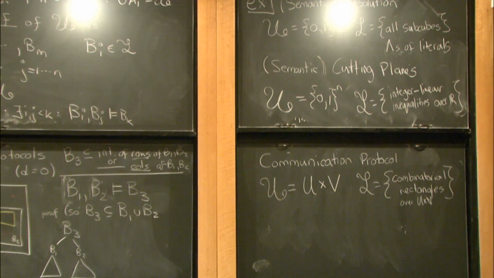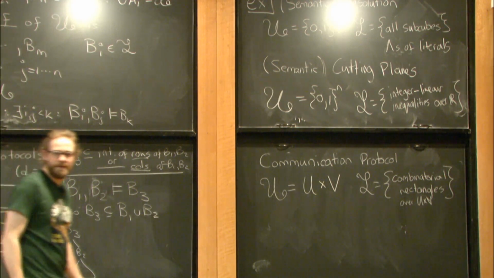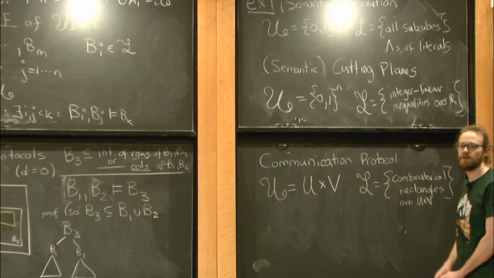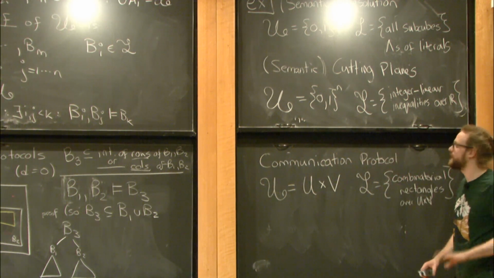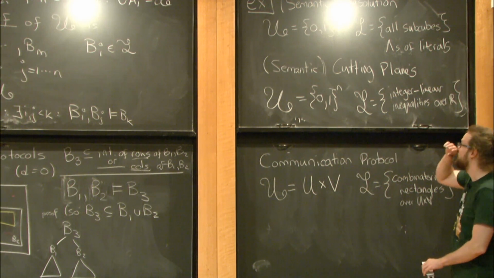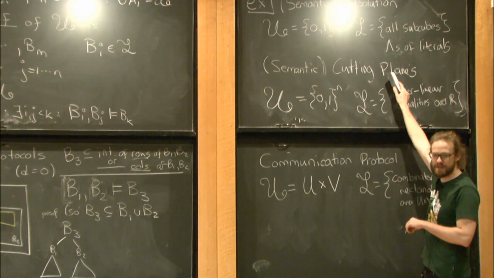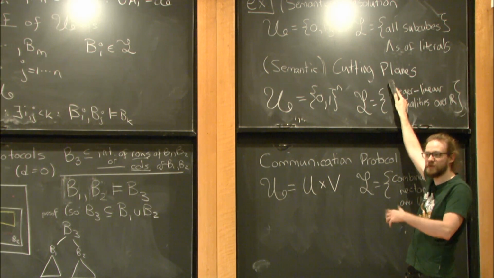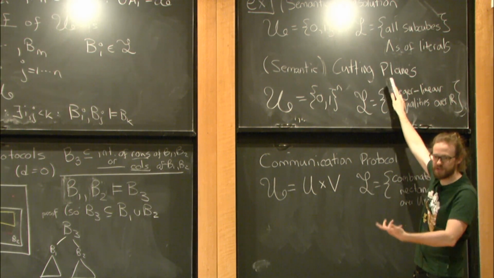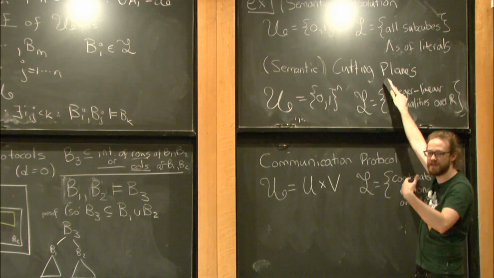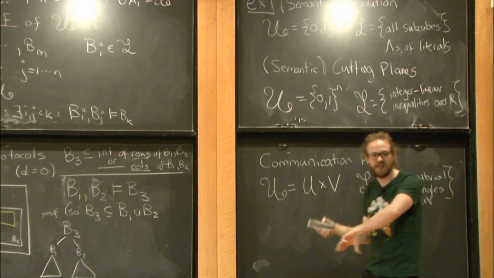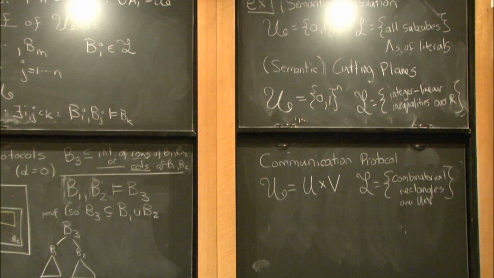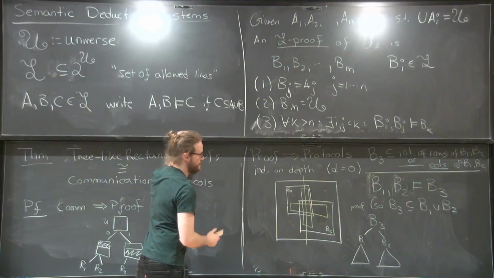Like resolution and decision trees, this is also standard. In the resolution world, the object corresponding to a communication protocol will be a query complexity model. So tree-like resolution will correspond to a decision tree, and a resolution proof will correspond to what's called a decision DAG. But that's exactly what I want to talk about now. So let's start talking about it.